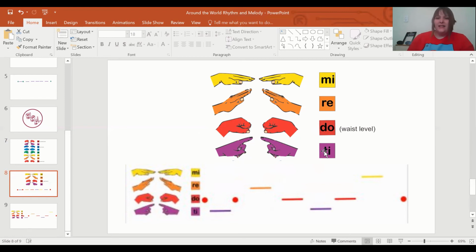So go ahead and try to sing it with me. Here you have colorful dots and lines to help you out. Do is red, ti is purple, re is orange, and of course mi is yellow. So study it real quick, use your hand signs, think through the pattern, and of course the dots are going to be our short notes and the lines are our long notes like we studied just earlier.